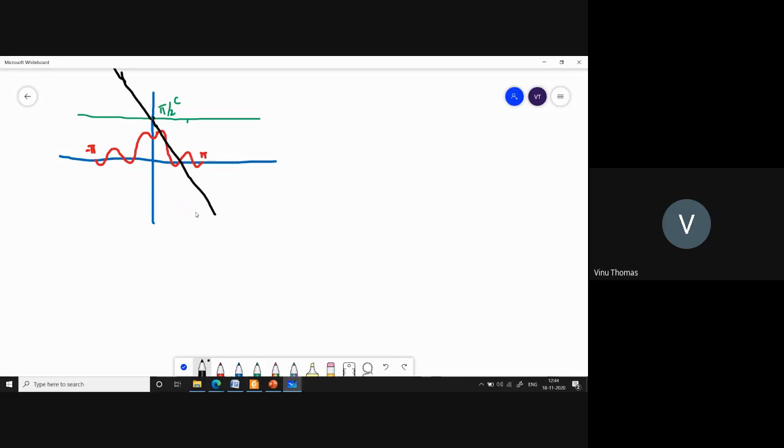So which means you will now have constant group delay and the phase delay will be varying. When you have an anti-symmetric impulse response, you will really have constant group delay. You will not have constant phase delay.